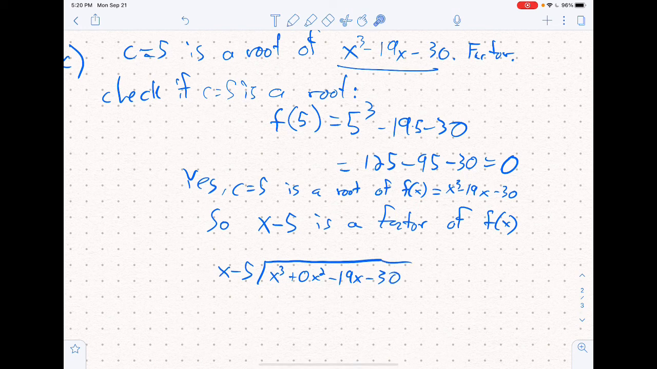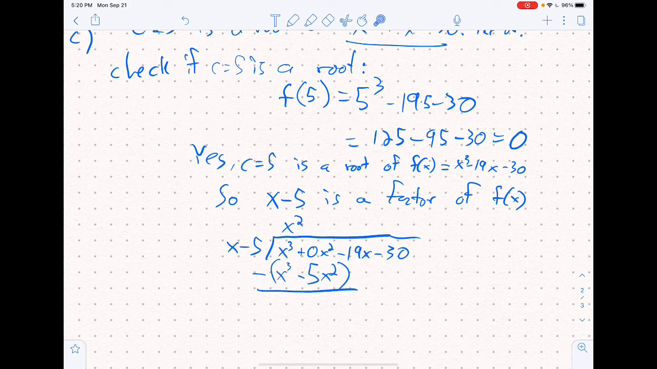So we do x into x cubed. It goes in x squared times. We do x squared times x minus 5, and that gets us x cubed minus 5x squared. We make the whole thing negative. Remember, this is going to make the x cubed negative, and it's going to make the 5x squared positive. And then we add with the guy on top. So x cubed minus x cubed is 0. 0x squared plus 5x squared is plus 5x squared. All right, we're done with that step. So now we bring down that minus 19x.